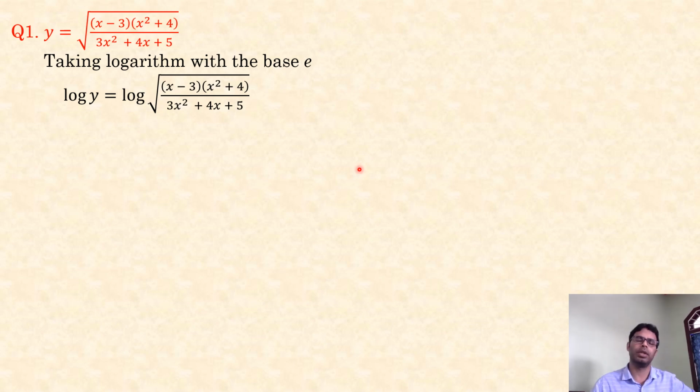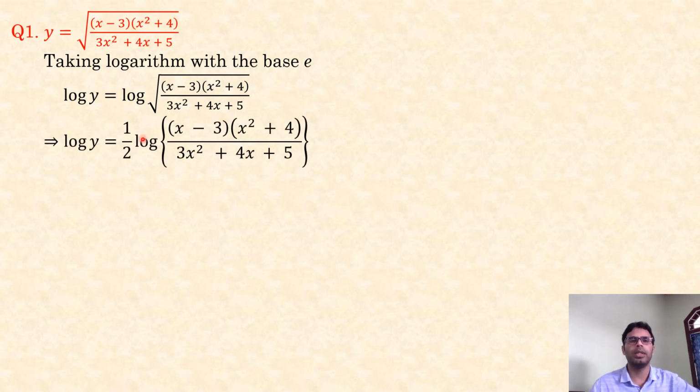So log y is equal to this one, and root over means these terms whole to the power half. So log y is equal to, that half will come in front of the function by the property of logarithm, and the log of these terms remains the same. Now apply the property of logarithm again. We know the property: log of f(x) into g(x) is log f(x) plus log g(x), and log of f(x) divided by g(x) is log f(x) minus log g(x).